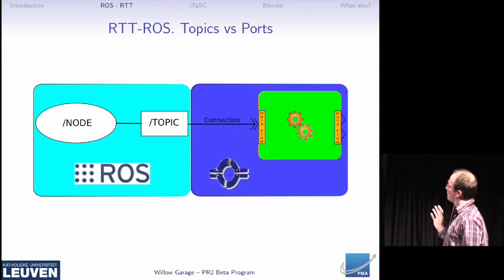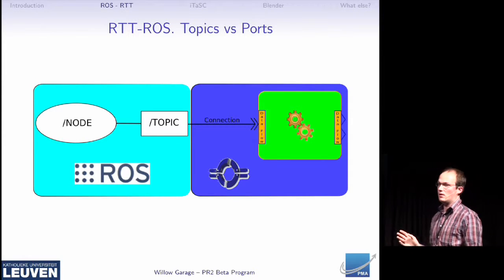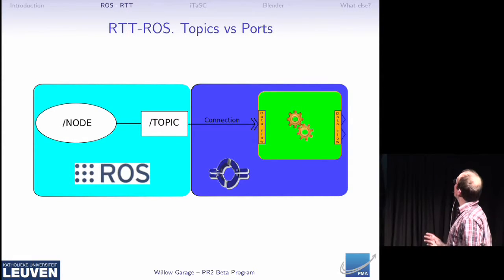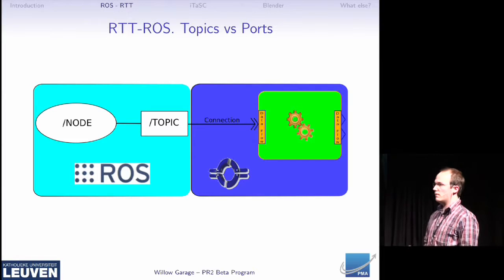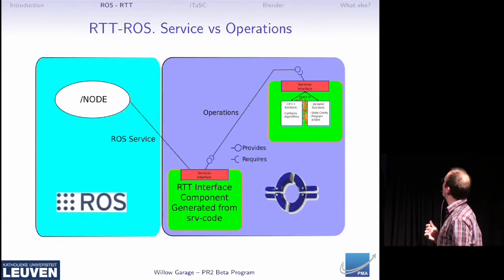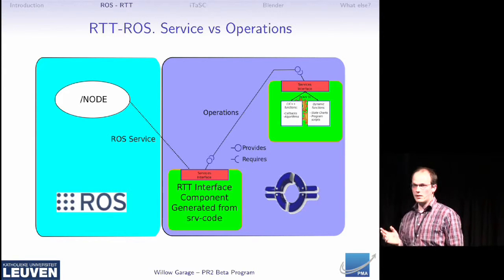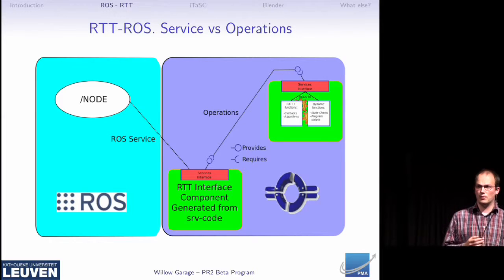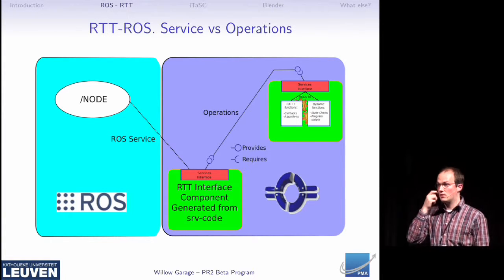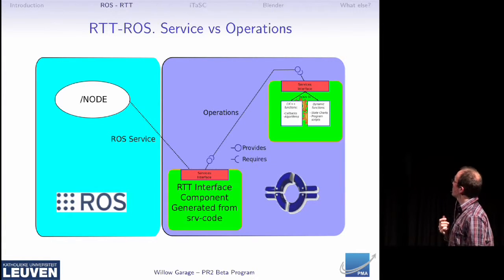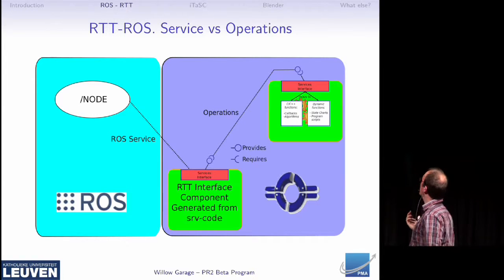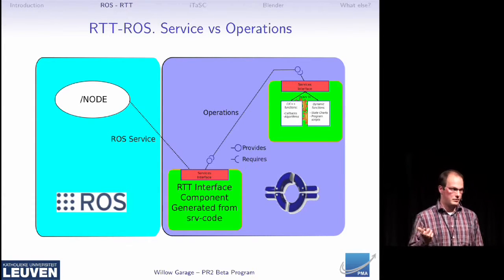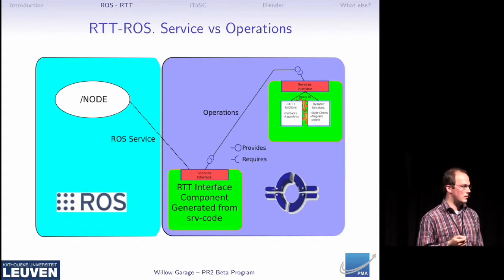So how do we see it? For a node and a component, it's very easy. The topic can directly connect to the data flow of the component. How do we see it for the services and the operations? Well, actually, we'll generate an extra Oracos component that will be created out of the server file that fetches the service request and will cast it to an operation in Oracos.